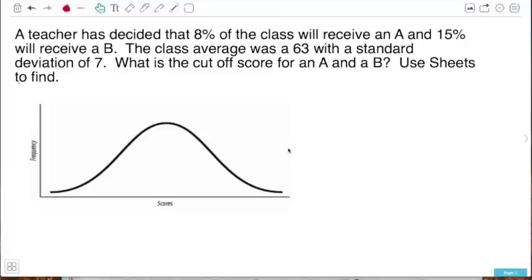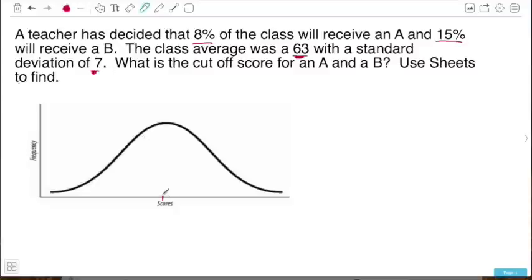With this problem, I want to do the grading scale based on the mean and standard deviation of a class and a teacher deciding what percent of the grade is going to be what. So like in this instance, we have 8% of the class is going to get an A, 15% of the class is going to get a B. Once you get those two, the rest of the curve fits into place. The only information you need is the class average after the test is done and the standard deviation.